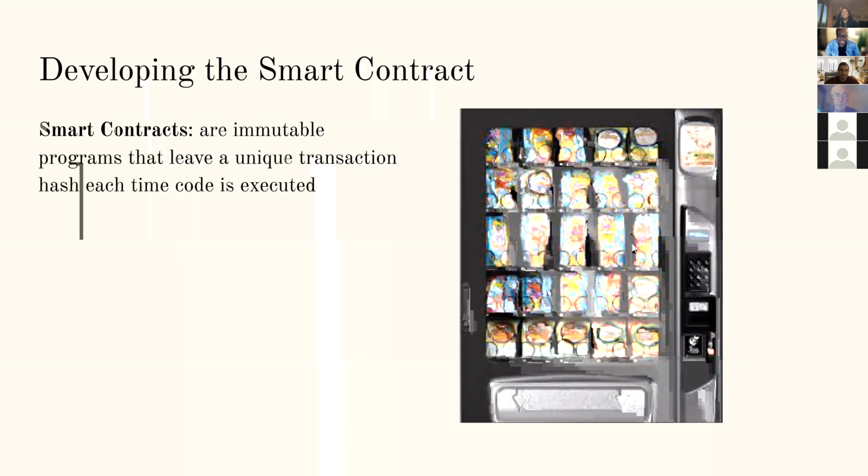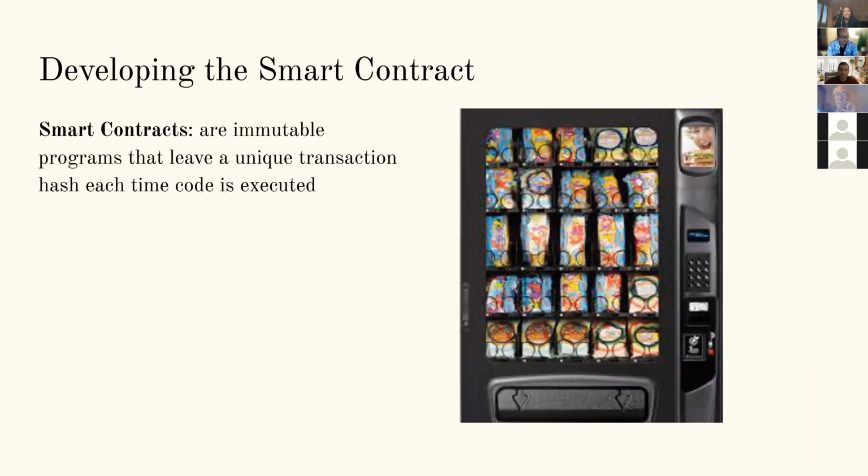To break down what happened, smart contracts are the bread and butter when you think of blockchain applications. Think of it as an immutable program that leaves a unique transaction hash each time code is executed. I like to think of it as a vending machine. If I put money into a vending machine, it's going to give me some type of product back. In a smart contract, I'm going to put in some type of gas fee, and it's going to execute some type of code. So that's one way to think of a smart contract: a deployed vending machine that's not going to change once it's deployed.